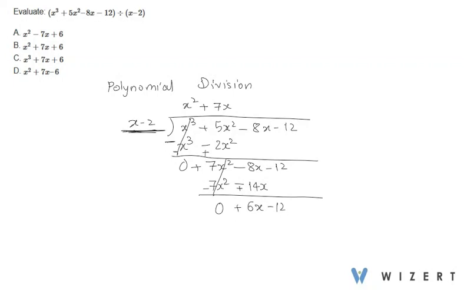Now in order to eliminate this 6x, we'll have to multiply this expression by plus 6. So plus 6 into x is 6x, 6 into minus 2 is minus 12. So this will be negative, this will be positive, both will be 0. 0 plus 0. So this polynomial is completely divided by x minus 2 and the answer is x square plus 7x plus 6. Answer is option B, x square plus 7x plus 6.